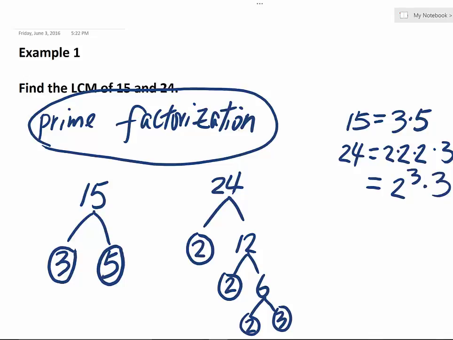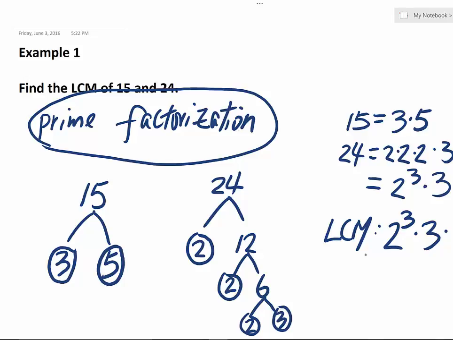Now the LCM is determined by the prime factorization. So what we do is we look at each individual factor, and we start with 2. 2 is a factor that appears in 24, and we take the highest exponent, so 2 cubed. And both prime factorizations include 3. So we include 3. Also, 5 is a factor of 15. So we also include 5.